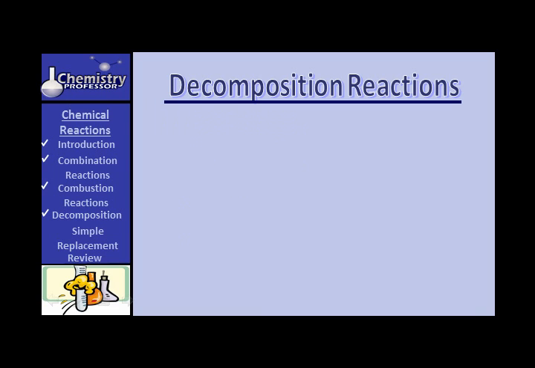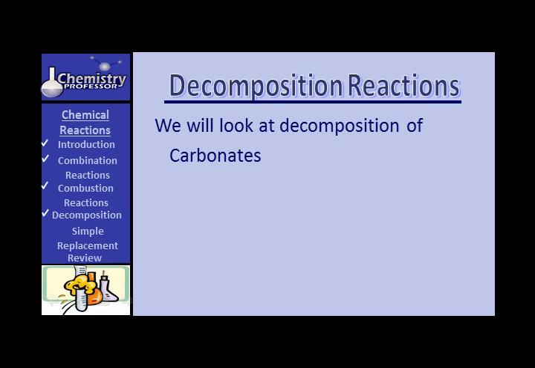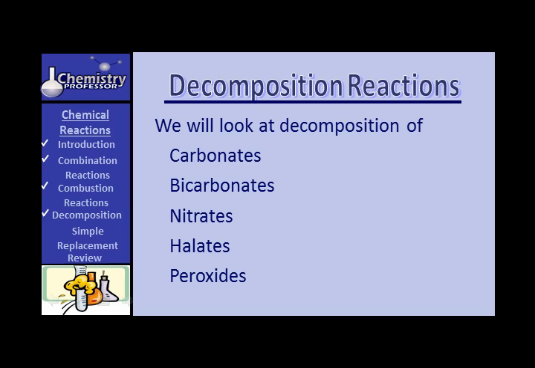This next group of reactions is going to be decomposition reactions. And we're going to look at a series of decomposition reactions and give you a set of rules to help you remember so that you can predict what the reaction products will be. We're going to look at decomposition of carbonates, bicarbonates, nitrates, halates, and peroxides.